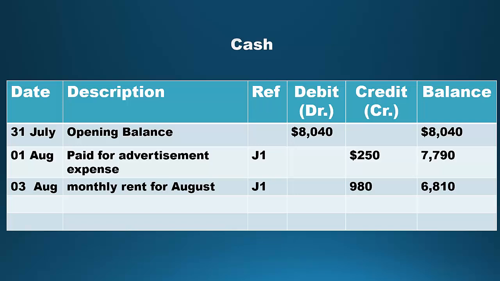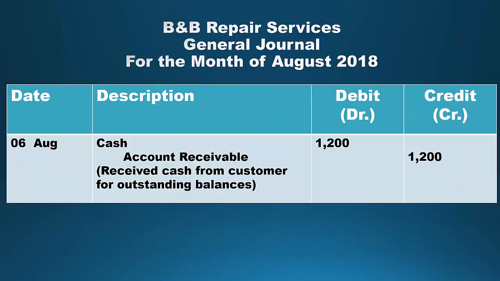Posting to the cash ledger. 1. Date. Write the date, August 3. 2. Narrative. Add the narrative. Paid monthly rent for August. 3. Reference. Add the journal reference. 4. Amount. Enter $980 in the credit column because cash decreases on the credit side. Let's continue with the next transaction from August 6th. And by the time we finish posting all the transactions, we'll see how these ledgers give us the full picture of the company's financial position.